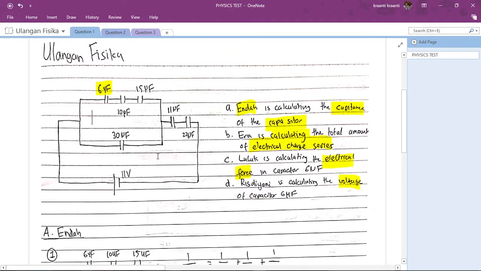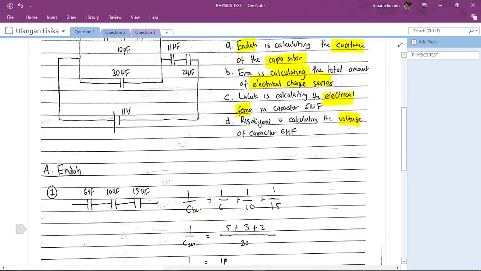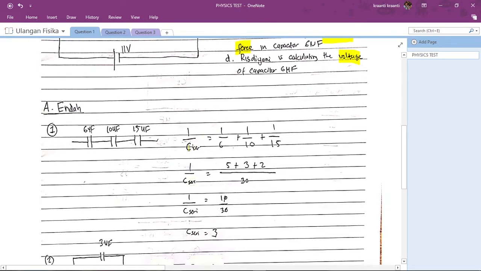To find the whole capacitance of the capacitor, we have to calculate it in total, but with small steps. The first step is this one. We see that this is a series, right? So if it is a series, then we calculate the total capacitance by 1 per C series equal to 1 per 6, 1 per 10, and 1 per 15. Then we calculate it and we find that 1 per C series is equal to 1 per 3. So the capacitance of the series is 3.